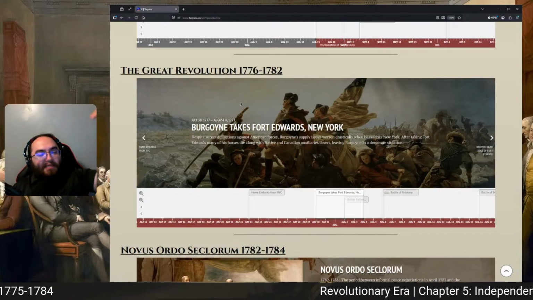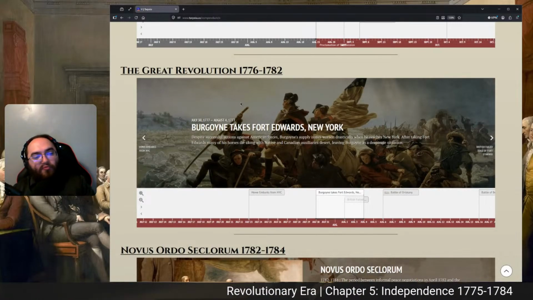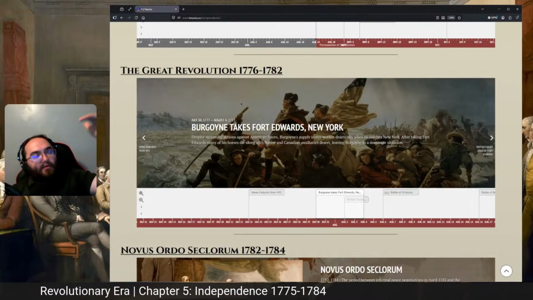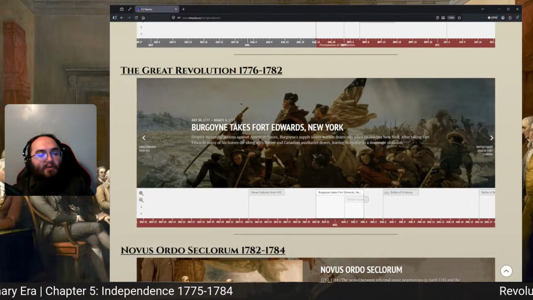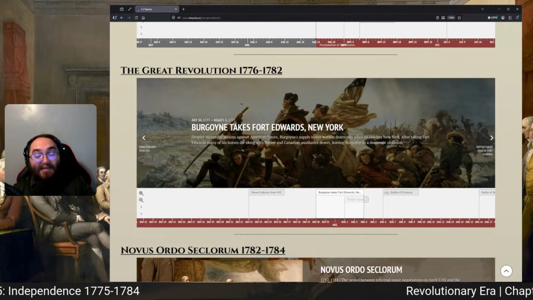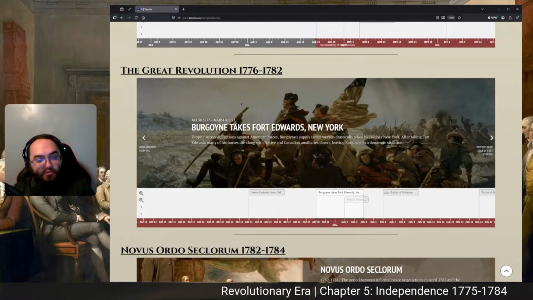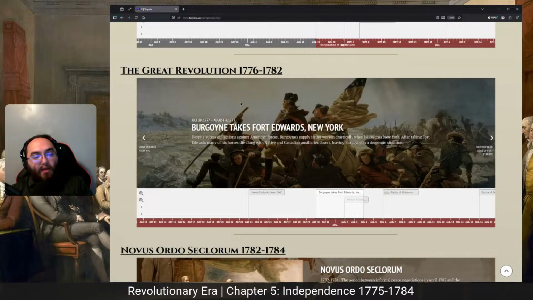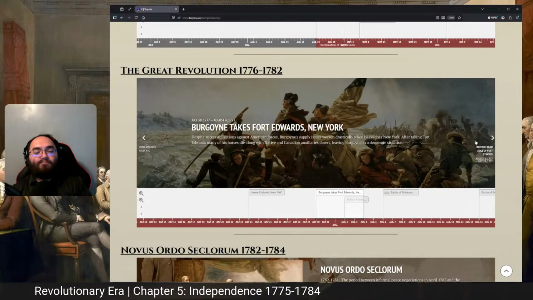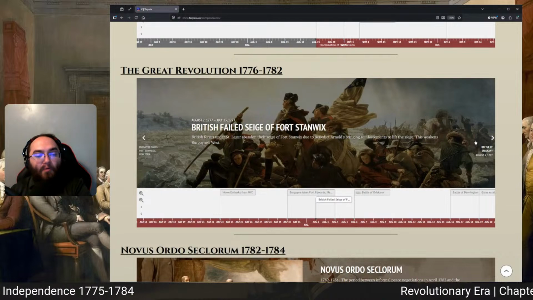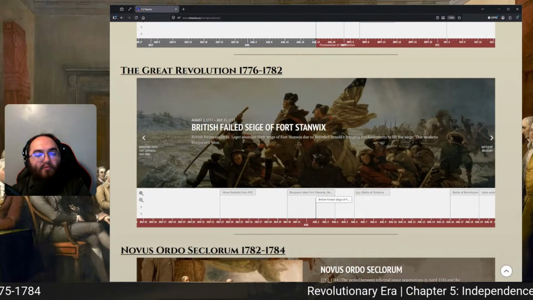And so Burgoyne continues to move south. He started at Quebec in Canada, went to Fort Ticonderoga in northern New York, and now he's going to Fort Edwards, New York. Now, the British will be holed up at around Fort Stanwix.